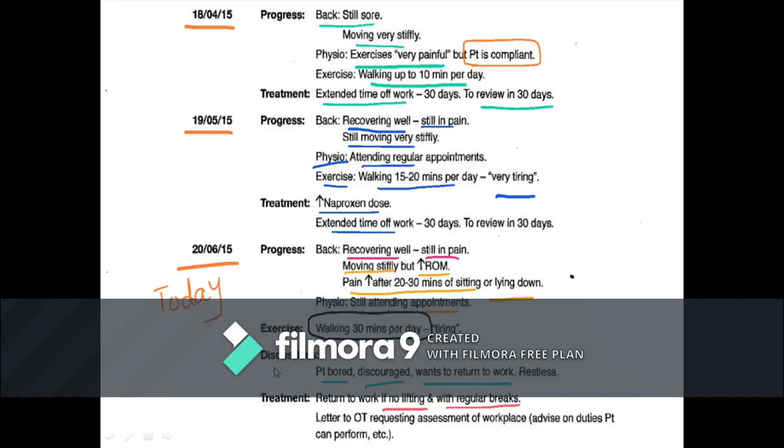So you discuss, and the patient says that he feels bored at home, and he is very discouraged. So he wants to return to work because he is very bored at home. So now you are planning for the patient that he can only return to work if no lifting there or with regular breaks. Okay, so keeping these points in your mind, you are writing to the occupational therapist and requesting assessment of his workplace. You are writing to the occupational therapist.